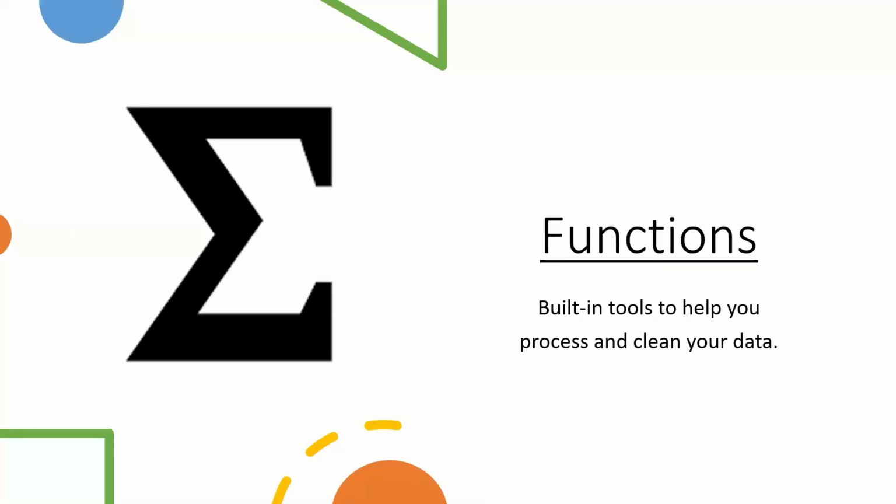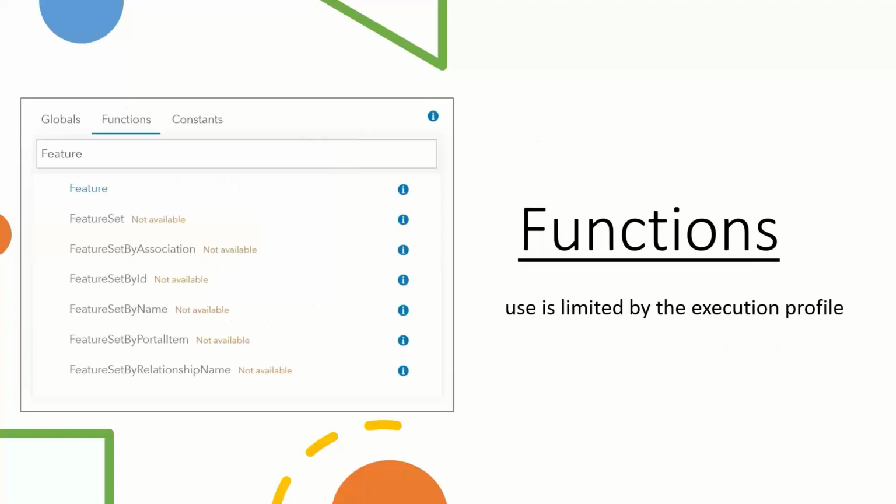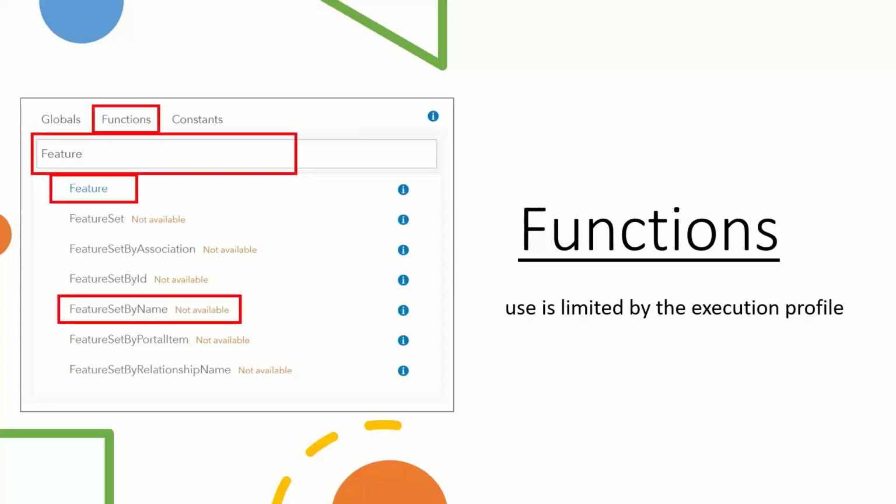Like Excel, functions are built-in tools to help you process and clean your data. You can add functions within your expression with the syntax already built in, so you don't need to leave your web map to learn more about them. And it is these functions that make Arcade super powerful and easy to deploy. There are not a lot of programming constructs to learn. And just like different globals are available depending on the execution profile, the same is true for functions. The available functions are limited by the execution profile. You can determine this by looking up the function in the Arcade window. Here we see feature is available in this profile, but feature sets are not. This is more than likely a symbology profile.